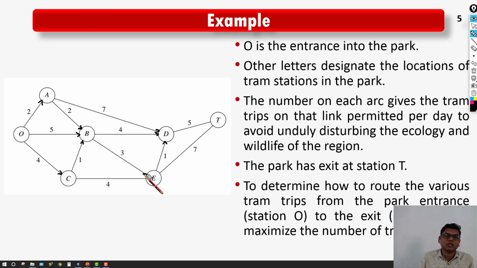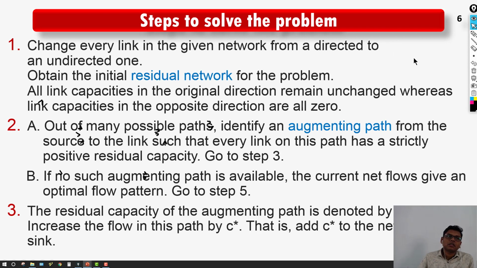So just take this example. I am arbitrarily giving the path. The path may not be like this, there may be changes also, whatever it is, but it will always be a directed path. So what are the different steps which we will see here? First step is change every link in the given network from a directed to an undirected.